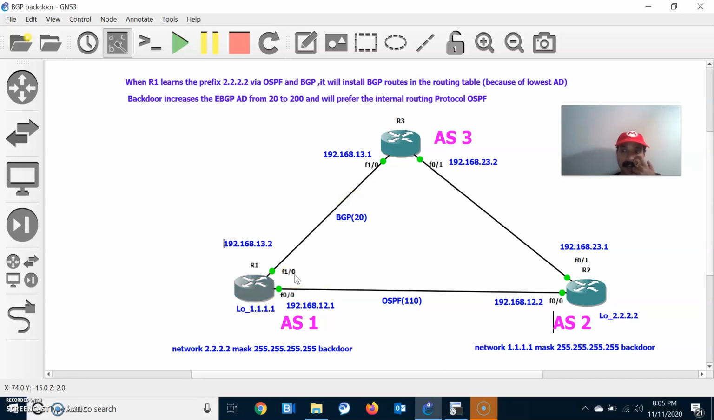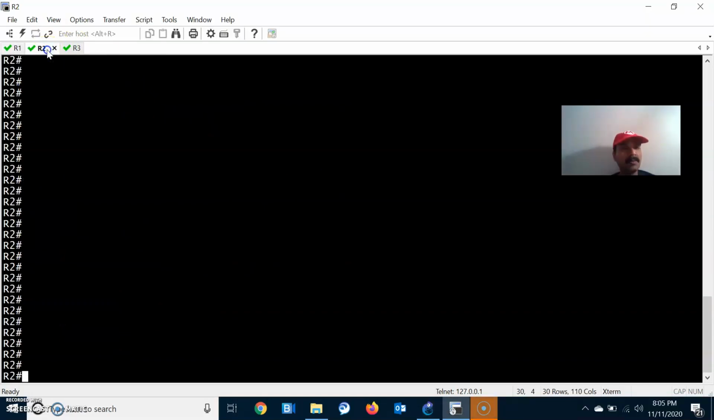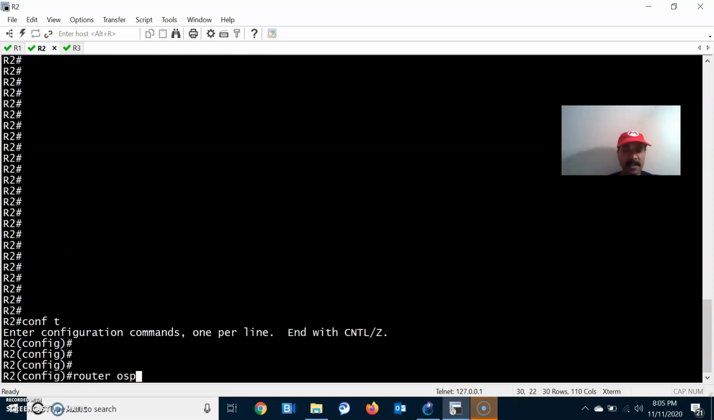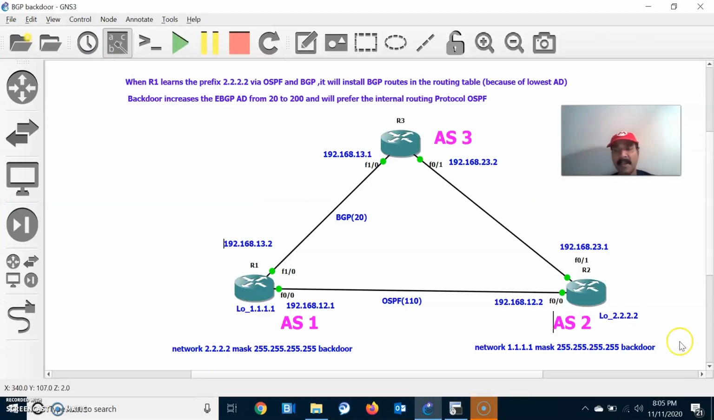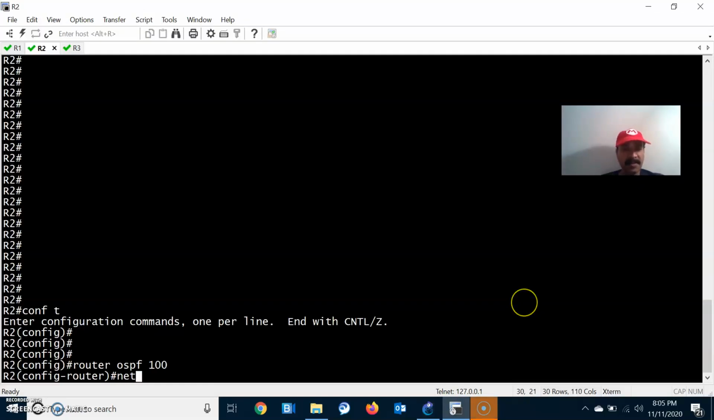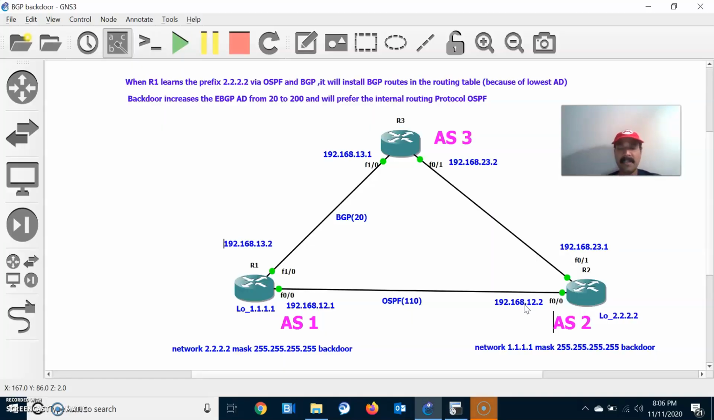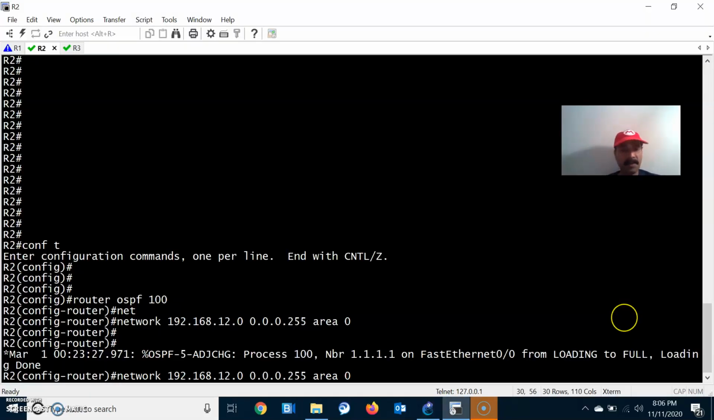Similarly, let us go to R2 and configure OSPF first. OSPF 100. Now I'm going to advertise this, the OSPF 12.2 network. Let us configure network 192.168.12.0, 0.0.0.255 area 0. Similarly, let us configure this prefix 2.2.2.